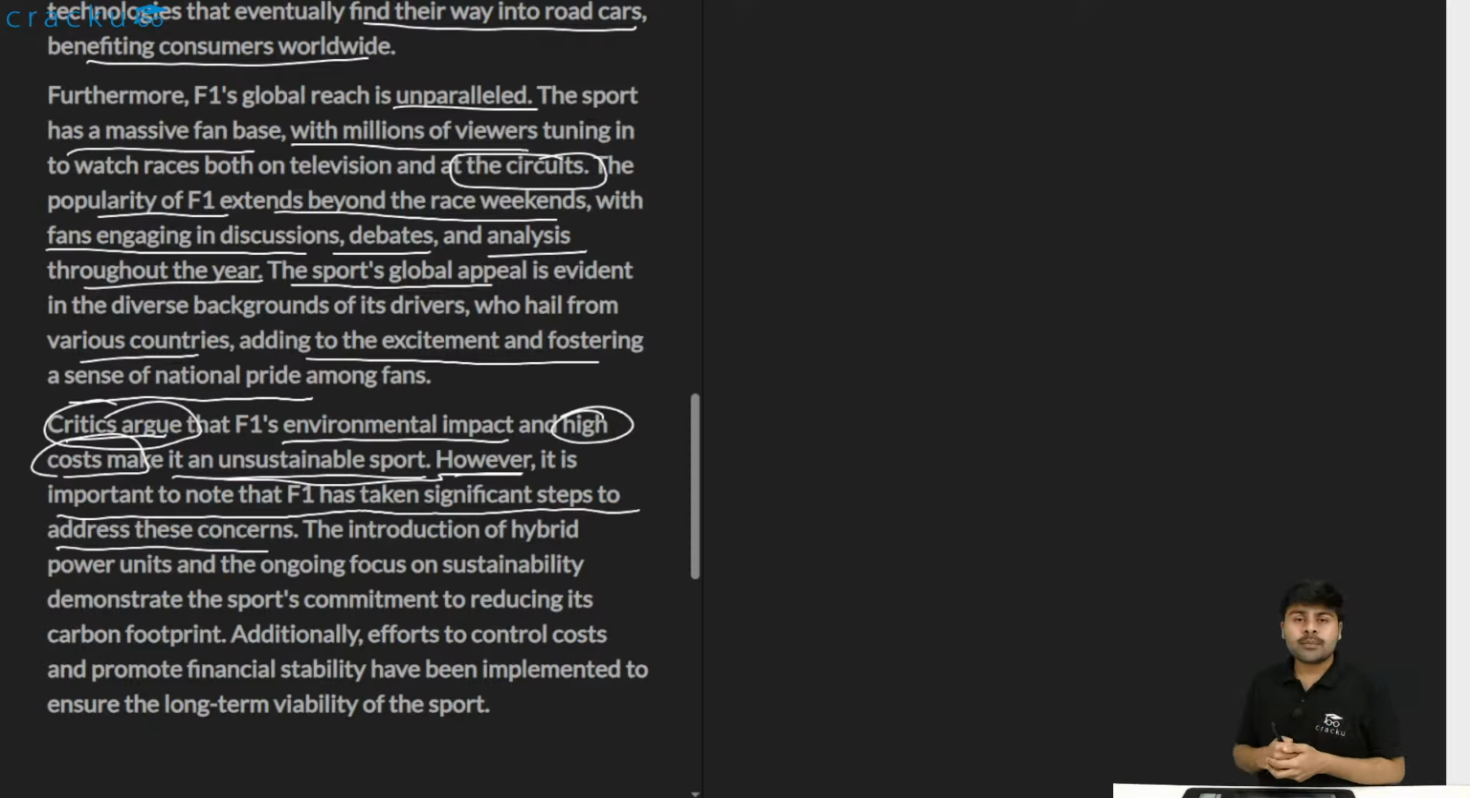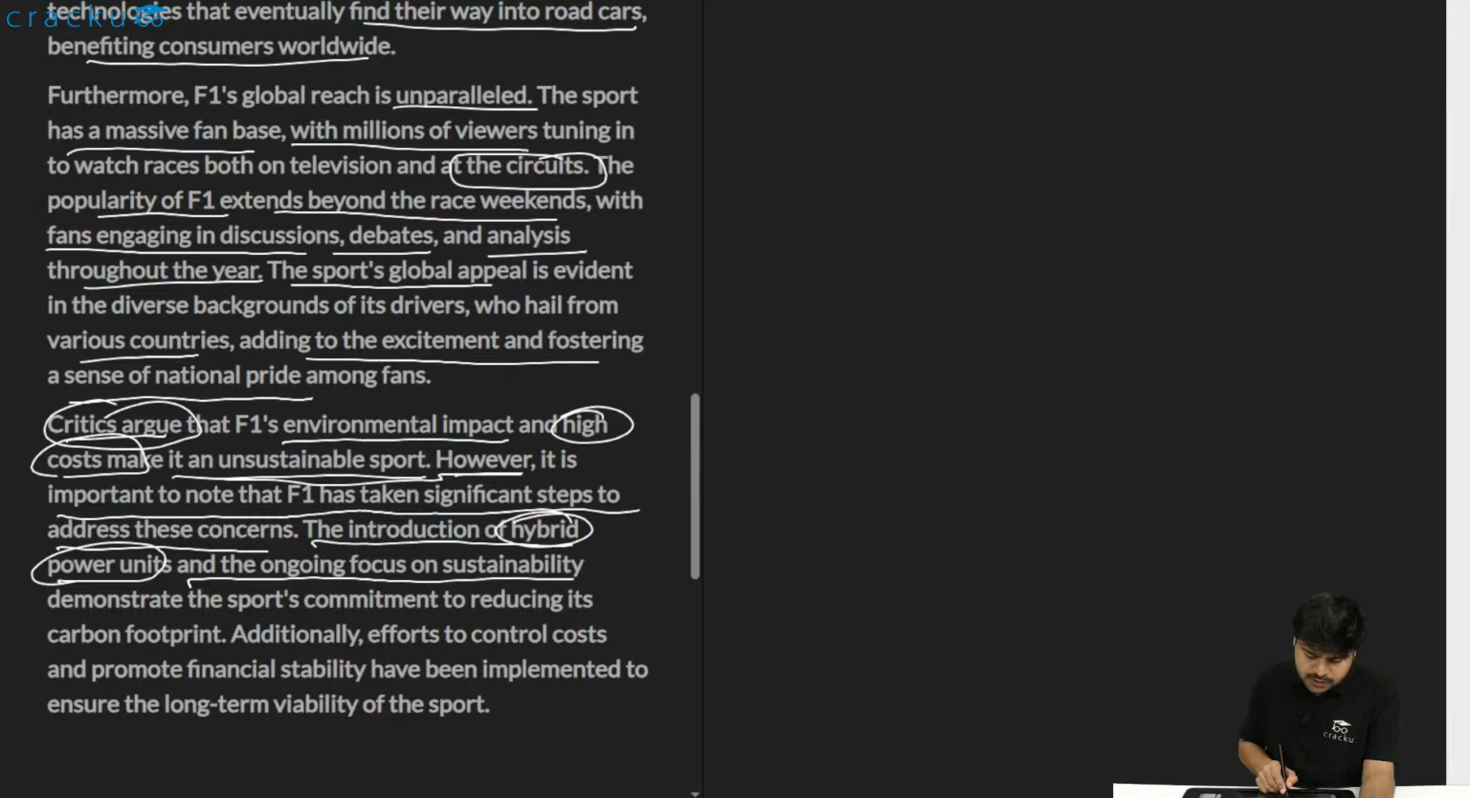Its environmental impact is reduced. It is not reliant on fossil fuels as much, right? The introduction of hybrid power units, as in mixed power units. They don't just rely on fossil fuels, they also might be relying on hydrogen power or CNG. We are not really sure what the specifications of these hybrid power units are, but we can say that this is a move towards the right direction, in the direction of making F1 more sustainable.